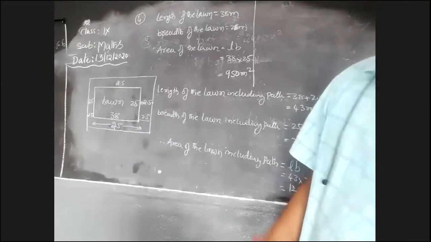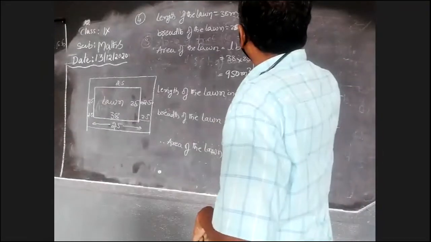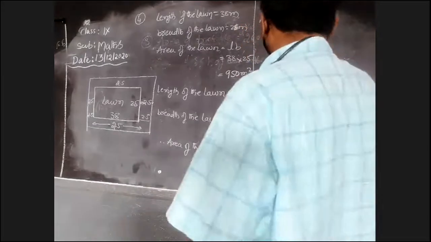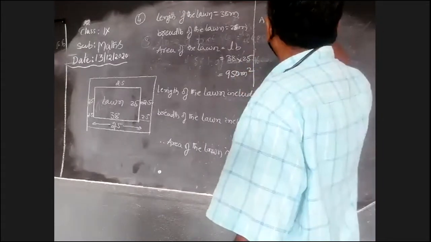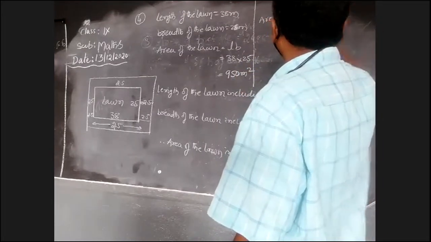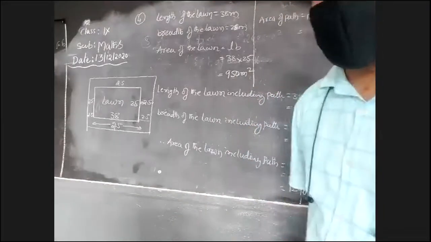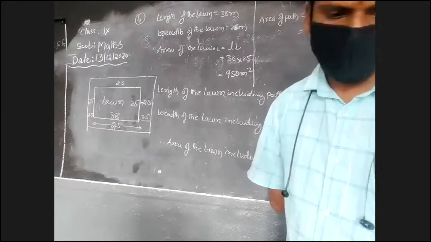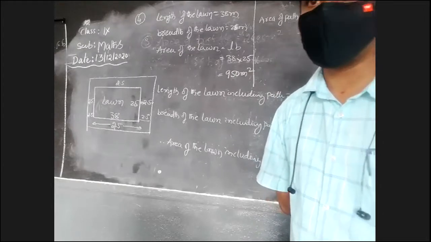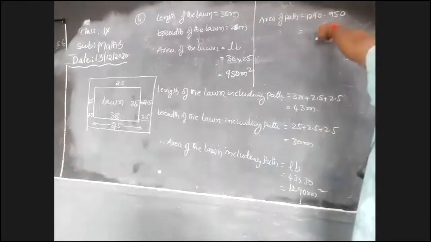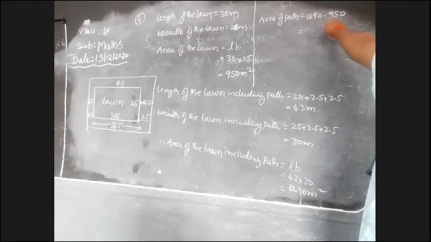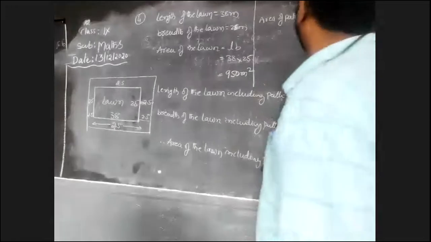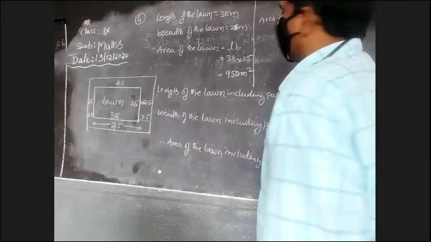So area of path is subtraction: 1290 minus 950. Subtraction of 1290 minus 950 gives 340 meters square. And what is the cost?